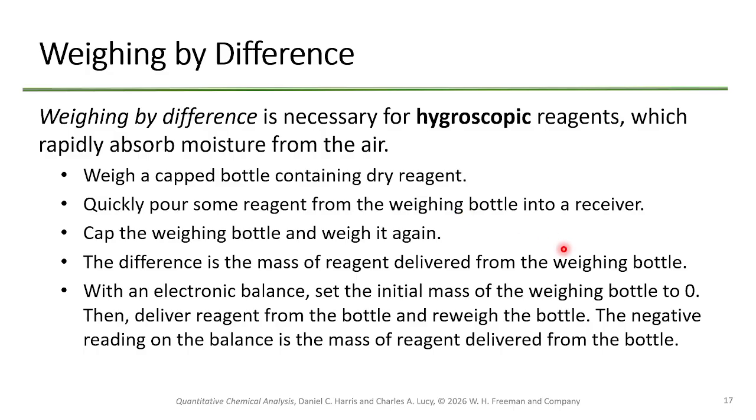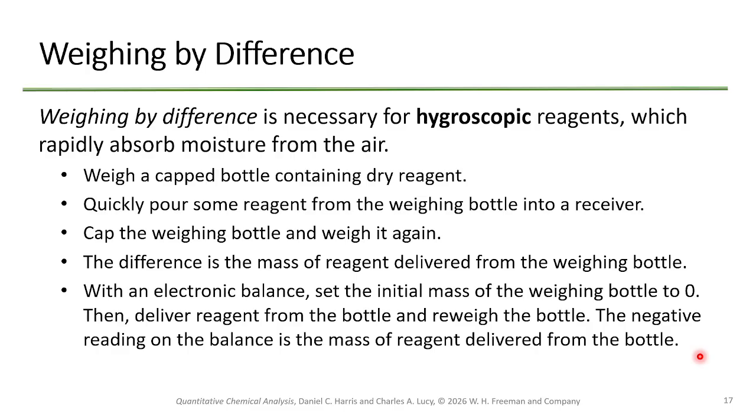You'll then take that reagent, you'll quickly pour it into your weighing bottle, into a receiver. You'll cap the weighing bottle, weigh it again. That difference in the mass of the reagent is what was delivered from the weighing bottle. And that's why you do the difference in weights, because it helps you avoid that issue where you're hygroscopically picking up moisture as you're trying to read it. Okay? Does anybody have any questions so far?